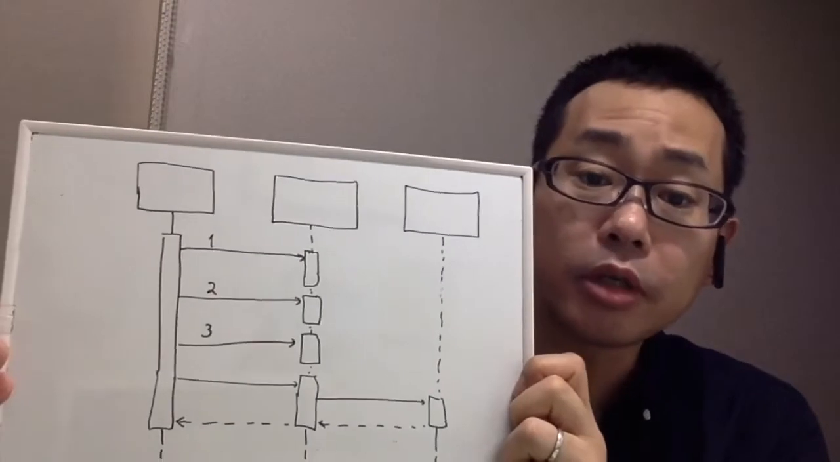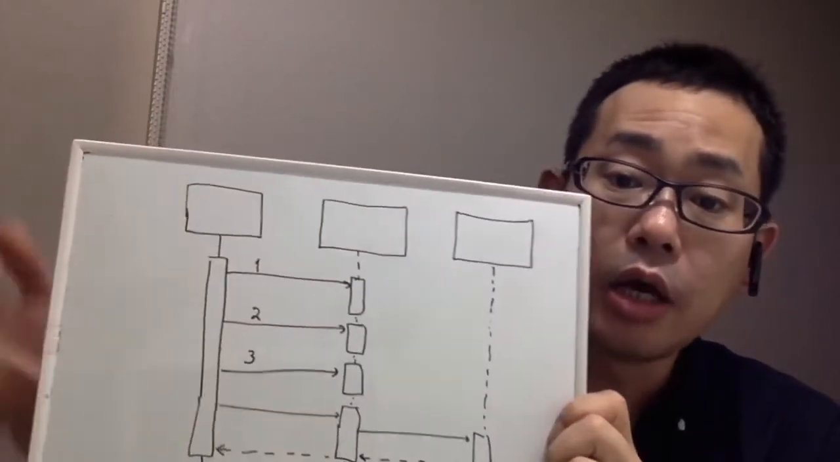Today I'm going to do a short introduction to a sequence diagram. A sequence diagram expresses how multiple objects can work together to accomplish a goal. So an example would be like this. Maybe you're familiar with one of those diagrams.